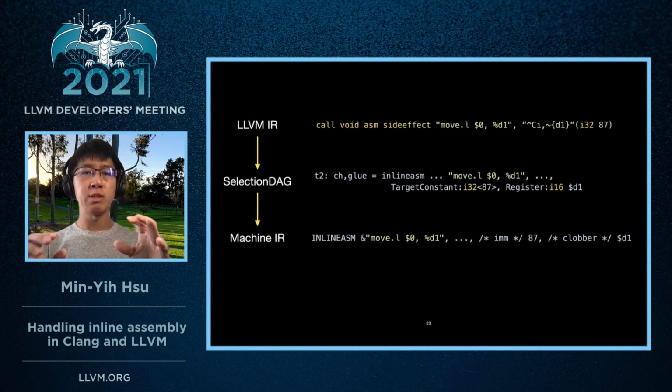What all three representations listed here have in common is that all of them preserve the inline assembly string. And more importantly, the inline assembly operand is modeled as either a function call argument or an operand for an instruction. In this part of the talk, we're going to deal with these operands by validating them and lowering them if needed.